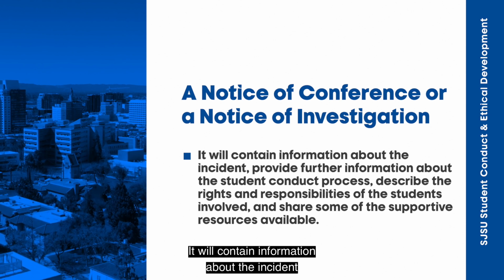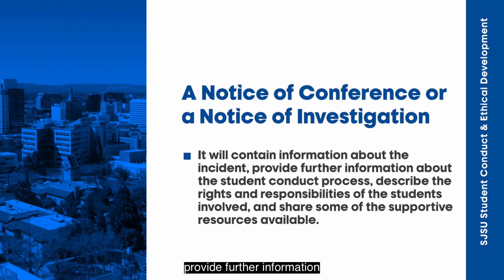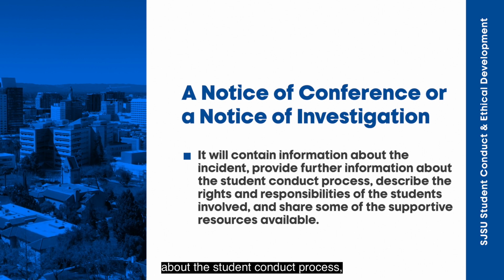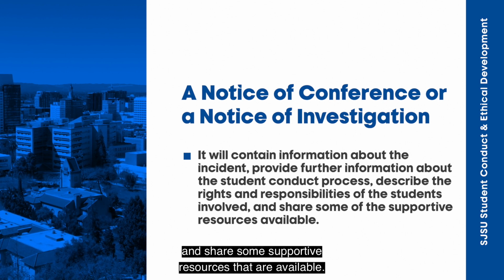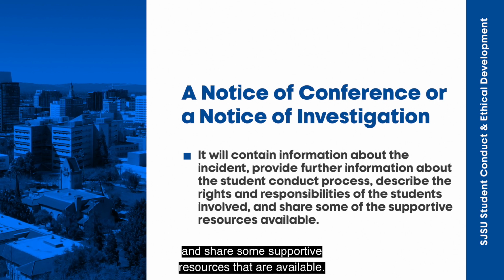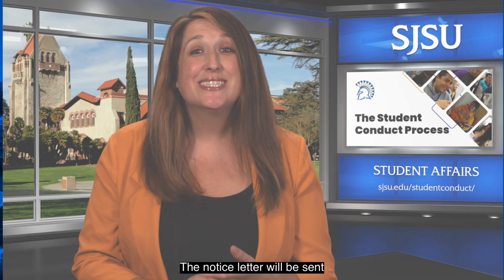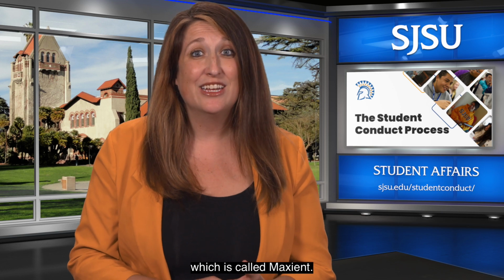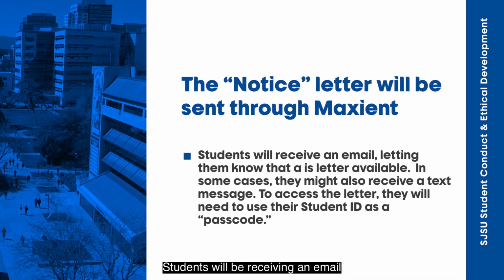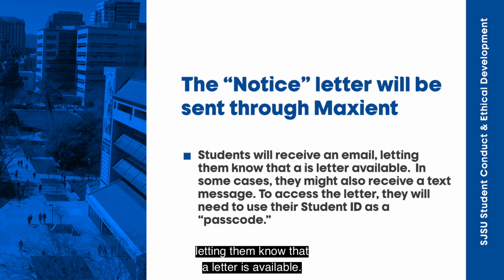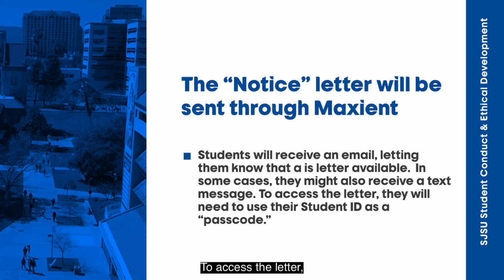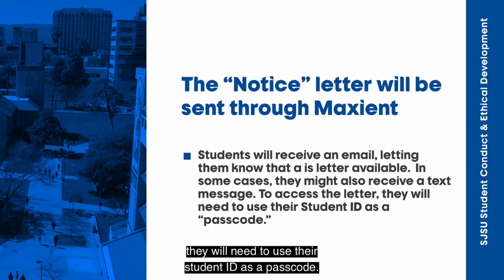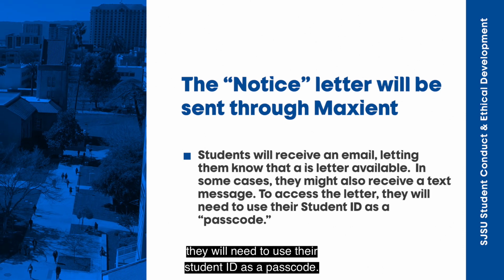It will contain information about the incident, provide further information about the student conduct process, describe the rights and responsibilities of the students involved, and share some supportive resources that are available. The notice letter will be sent through our university case management system, which is called Maxient. Students will be receiving an email letting them know that a letter is available. In some cases, they may also receive a text message. To access the letter, they will need to use their student ID as a passcode.